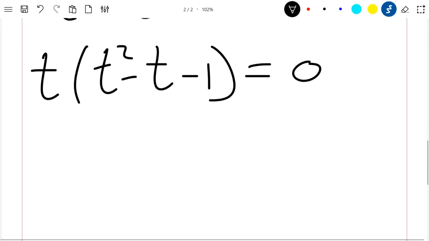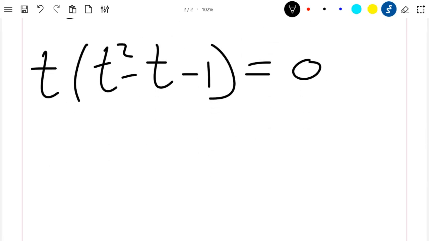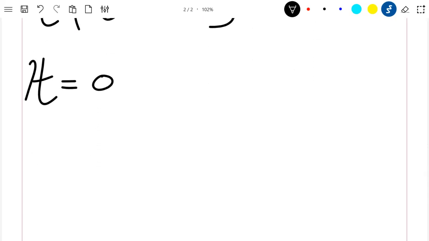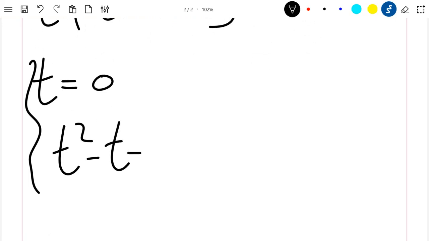Now I have this. If this product is equal to 0, this means that either t is equal to 0 or t^2 - t - 1 is equal to 0. So this means that I have t = 0 or t^2 - t - 1 = 0.